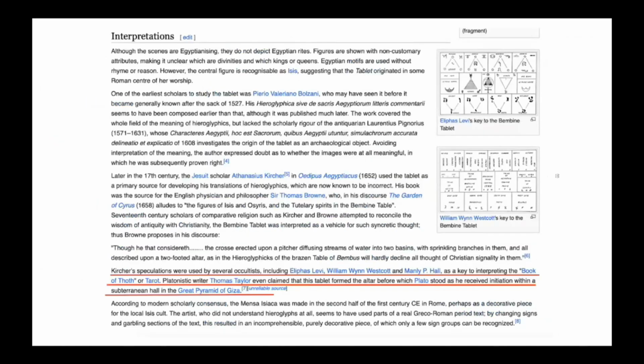So that's basically it. This Bembine tablet, I have not decoded it, but you can see it has the Hebrew letters on it. Here they're talking about how Krishna's speculations were used by several occultists, including Eliphas Levi, Westcott, and Manly P. Hall, as a key in interpreting the Book of Thoth or the Tarot.